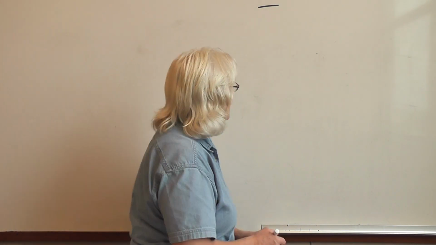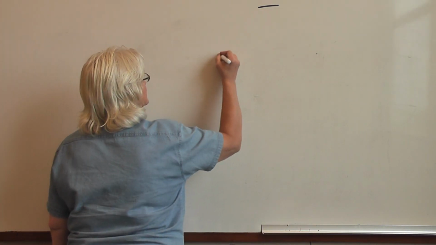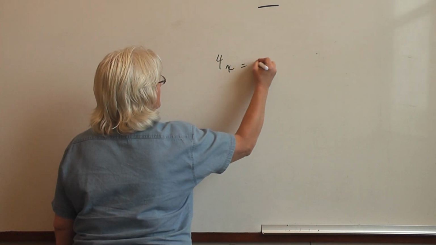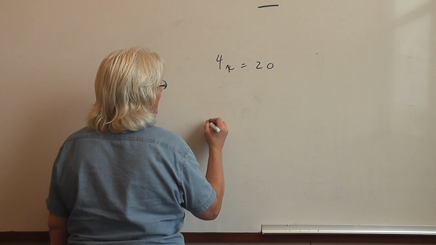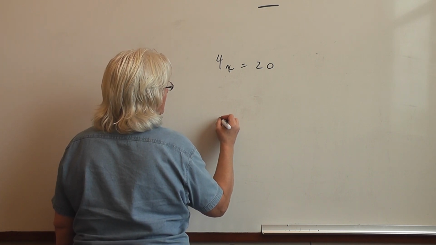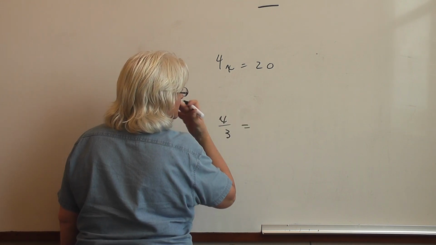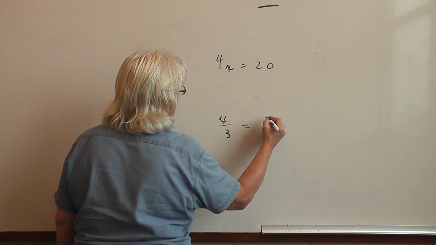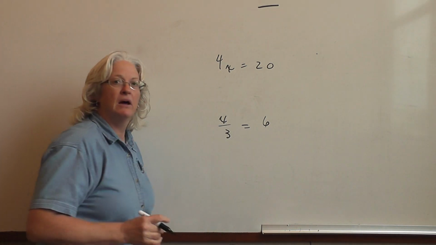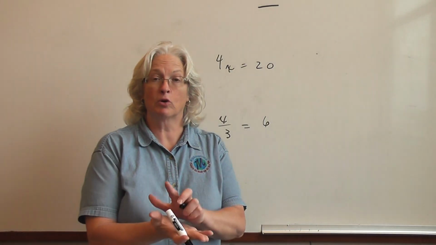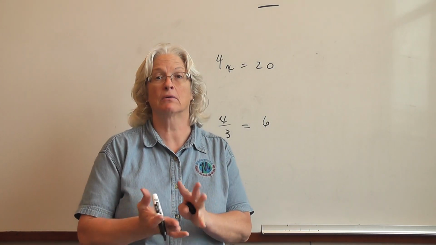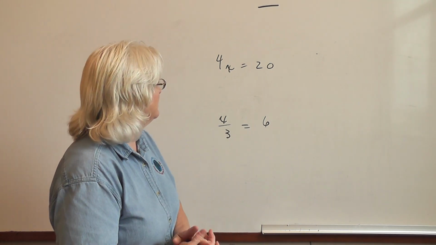So, solving integer equations. And you've already had a lot of practice working with equations. Let's say that we have 4x is equal to 20, and x divided by 3 is equal to 6. And how was it that you determined how to solve these? And again, I'm sorry I don't have colored markers with me today.